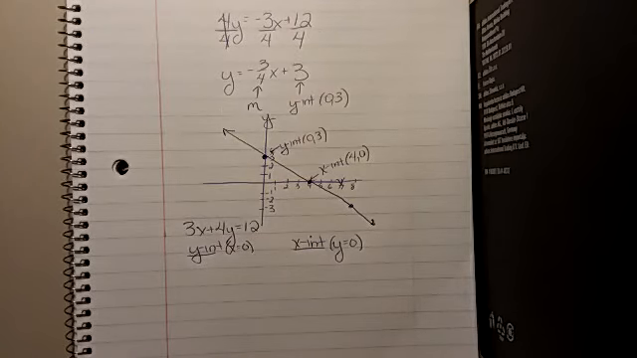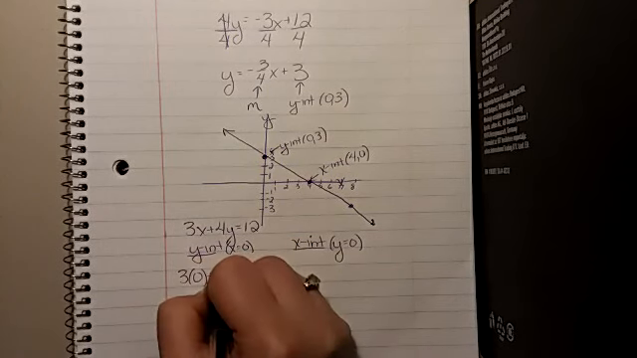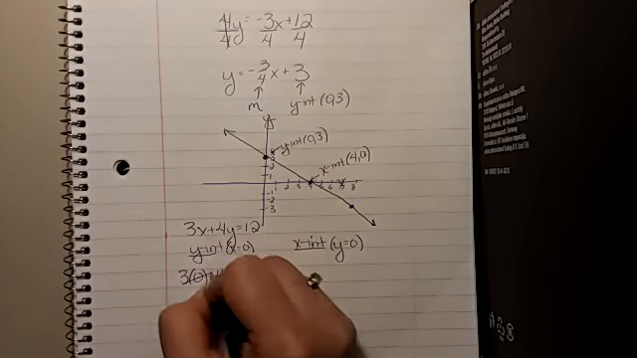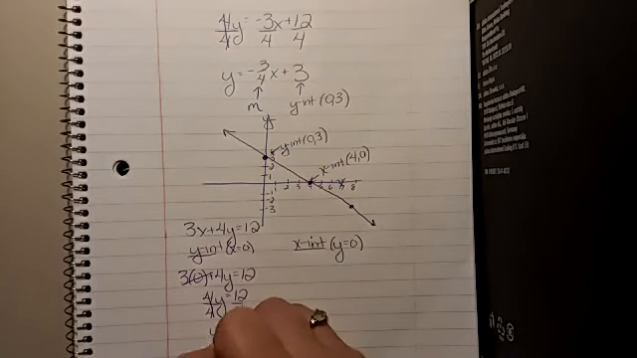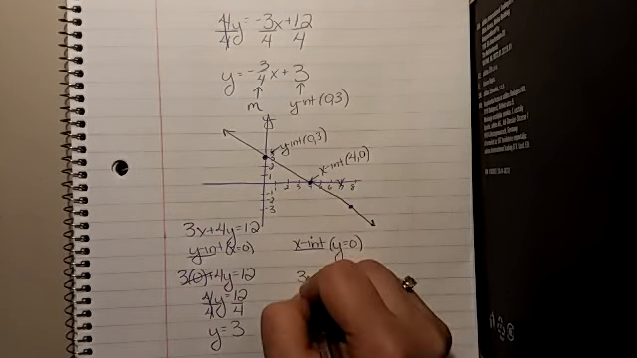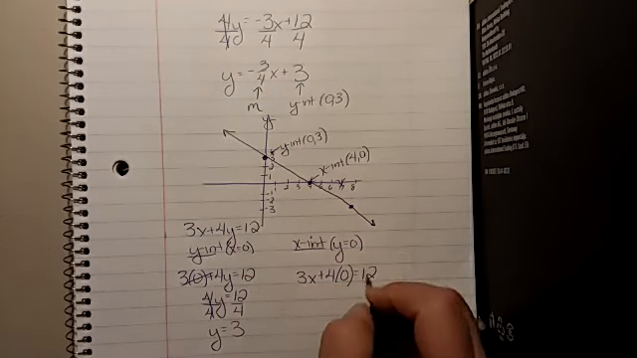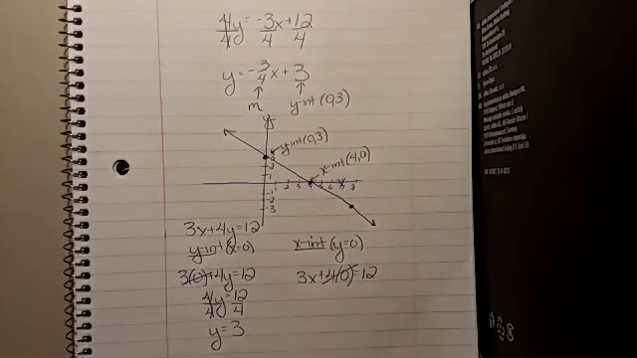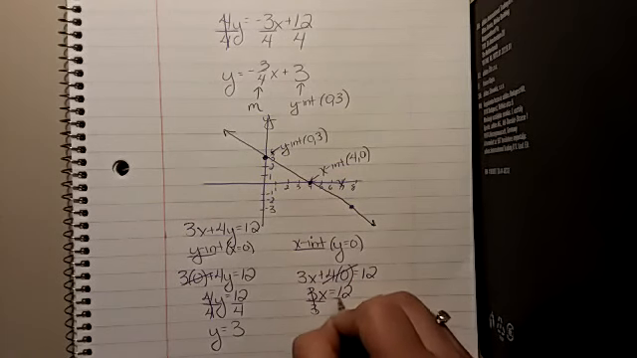I'm going to plug 0 in for x to show this work. I get 4y equals 12. Divide by 4. And I get y equals 3. Here, the x-intercept occurs when y equals 0. So wherever I see y, I'm going to plug 0 in. The 0 makes that go away, and I have 3x equals 12. Divide both sides by 3, and I have x equals 4.